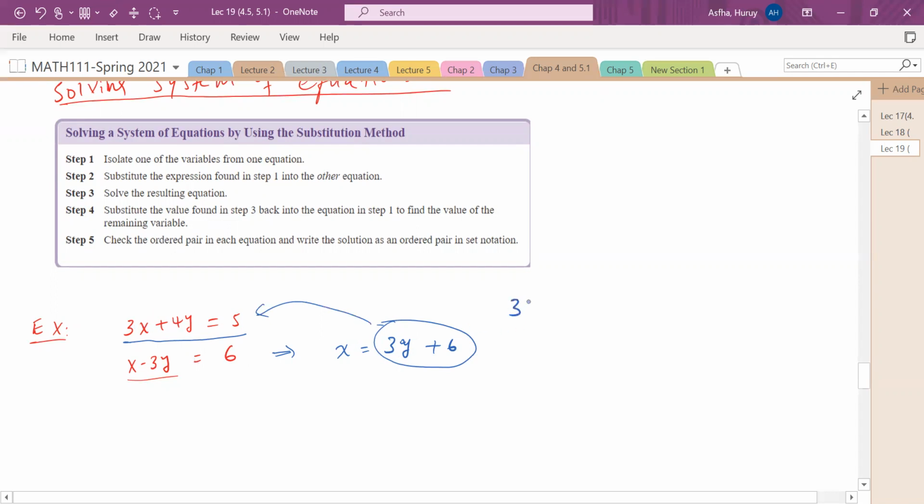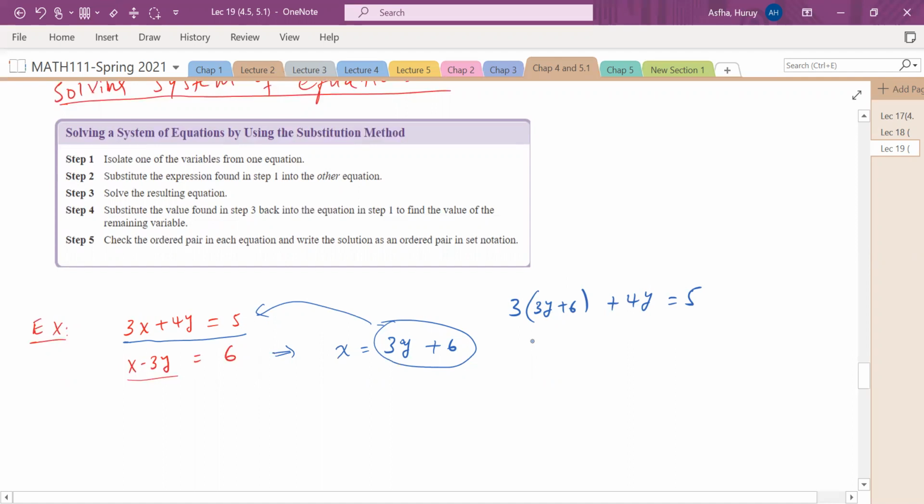Therefore, what we have here is 3 times, and instead of x, we have 3y plus 6, plus 4y equals 5. As you can see now, we have only one variable. We got rid of x, and that's the good news, because if we have one variable, we can solve this. We don't need another equation. We can just solve this one, okay, because it's a linear equation.